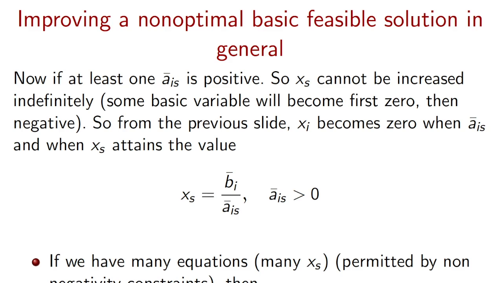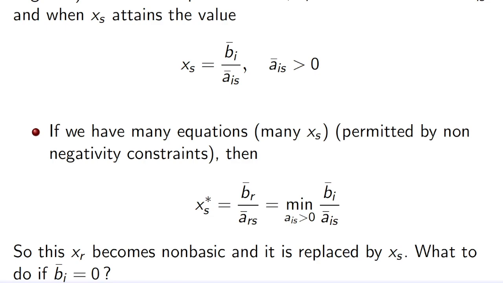So from the previous slide, xi becomes zero when xs attains this value. If we have many equations, then xs star is br over ars. So this xr becomes non-basic and it is replaced by xs. So what to do if bi is equal to zero?